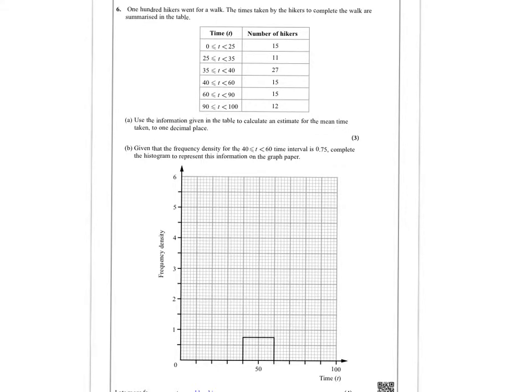Okay, 100 hikers went for a walk. The times taken by the hikers to complete the walk are summarised in the table. Use the information given in the table to calculate an estimate for the mean time taken to one decimal place.